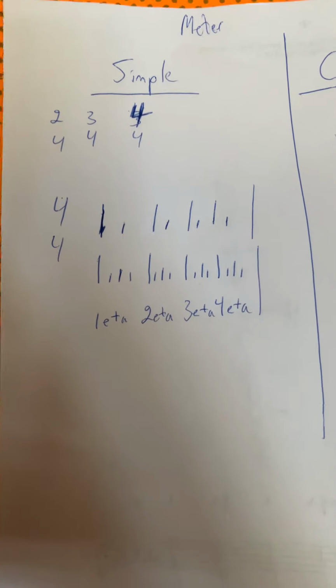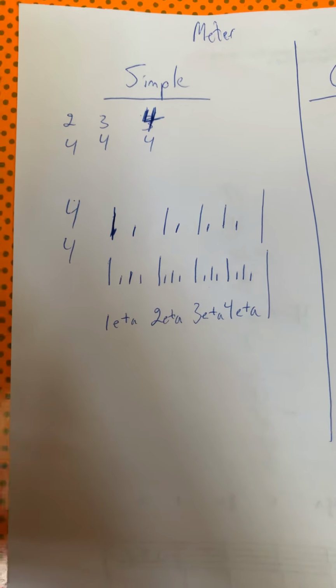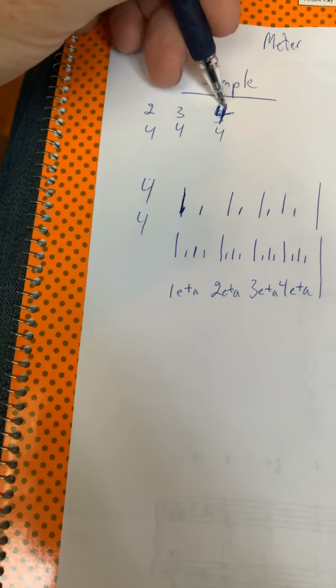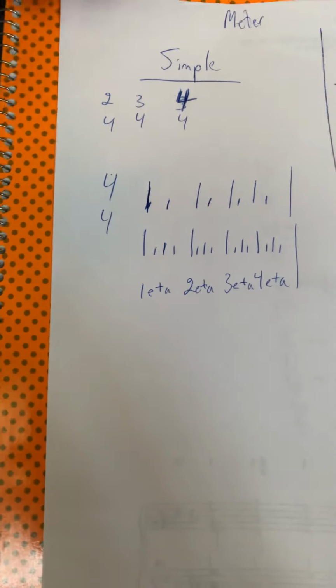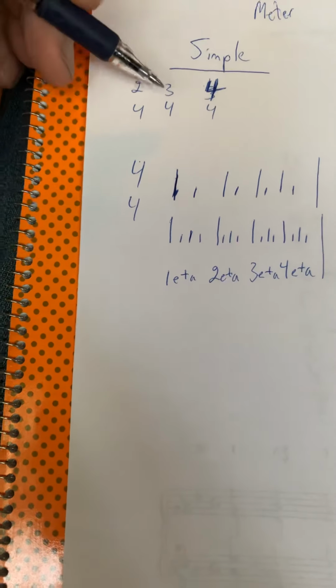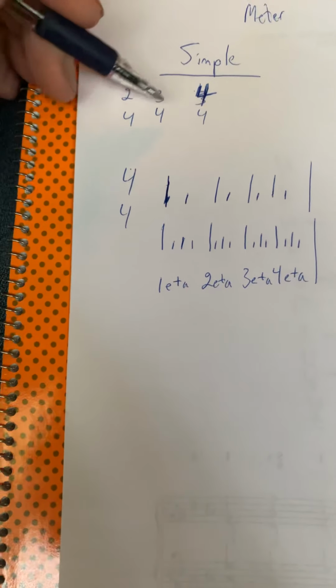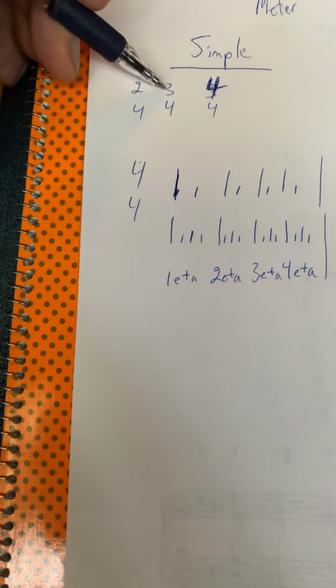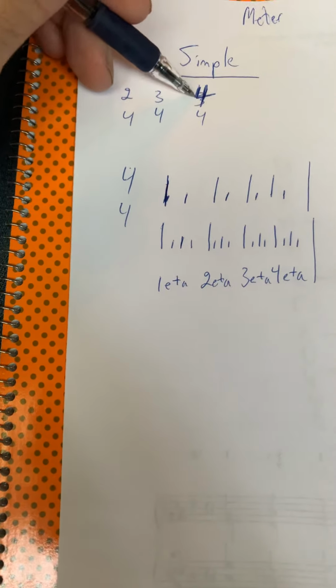Meter is essentially how strong and weak beats are divided up. We could have duple, triple, or quadruple. In simple time, that would be a quarter note gets the beat: 2/4, 3/4, or 4/4. This would be simple duple, simple triple, simple quadruple.